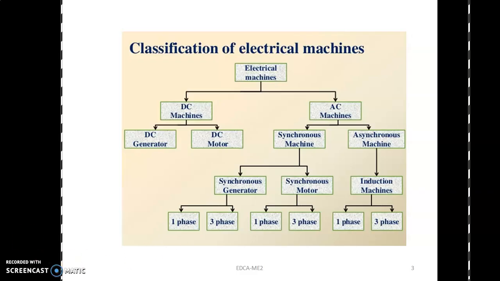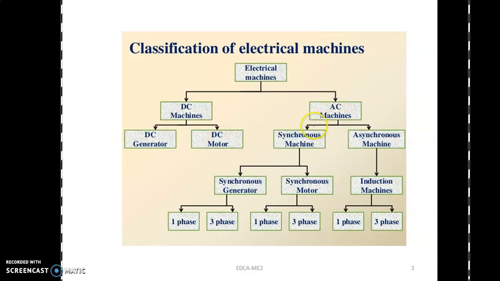Then DC machines are further classified into DC generator and DC motor. We know a generator is a mechanical to electrical energy converter. The output of the generator is electrical energy. It is in the form of DC, so it is called a DC generator. A motor is an electrical to mechanical energy converter. The input of the motor is electrical energy. If the input of the motor is DC, that is called a DC motor.